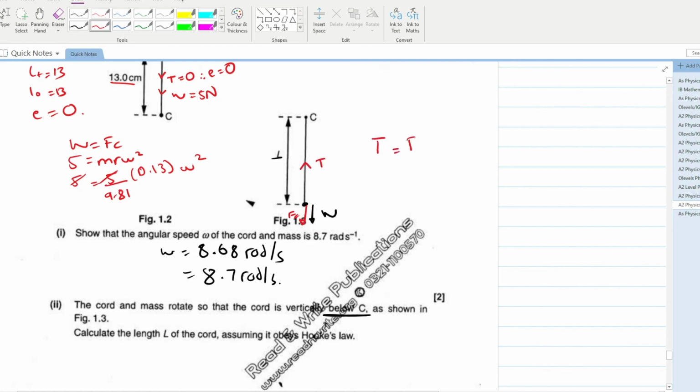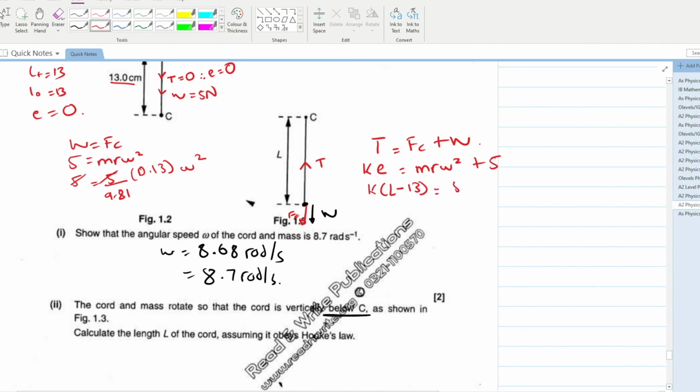टेंशन इज इक्वल टू सेंट्रीपिटल फोर्स प्लस वेट. अब टेंशन किस तरह निकलती है? टेंशन इज बेसिकली K इनटू द एक्सटेंशन. ओके, दिस इज बेसिकली हुक्स लॉ. सेंट्रीपिटल फोर्स क्या है? mr/w स्क्वायर. वेट क्या है? 5 न्यूटन. अच्छा, अब एक्सटेंशन किस तरह आएगी बेटा? यू आर गिवन द टोटल लेंथ L, अनस्ट्रेच्ड लेंथ क्या है? 13. इन दोनों को माइनस करेंगे तो एक्सटेंशन आ जाएगी L माइनस 13.